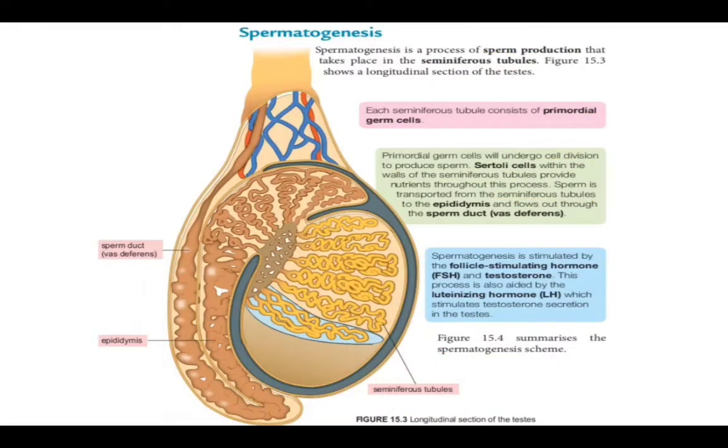Spermatogenesis is stimulated by FSH, which is the follicle stimulating hormone, and also by the hormone testosterone. This process is also aided by the luteinizing hormone LH, which stimulates testosterone secretion in the testes.